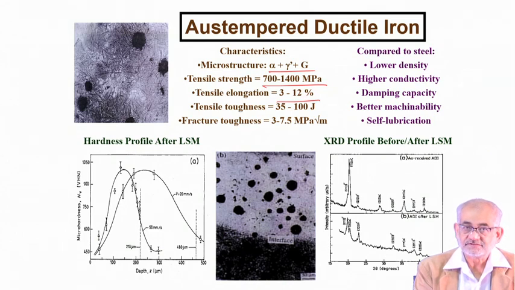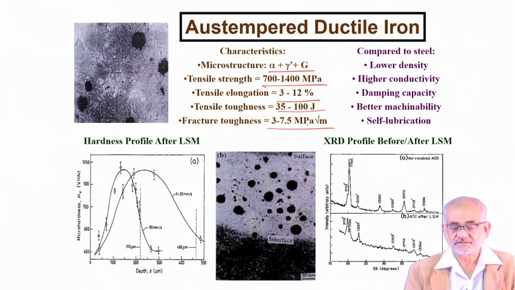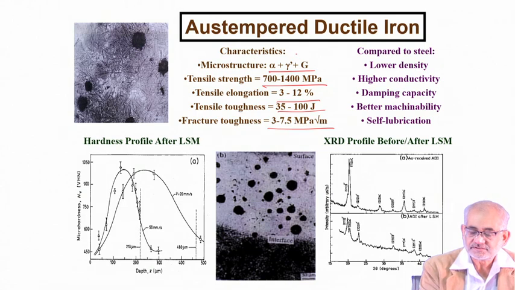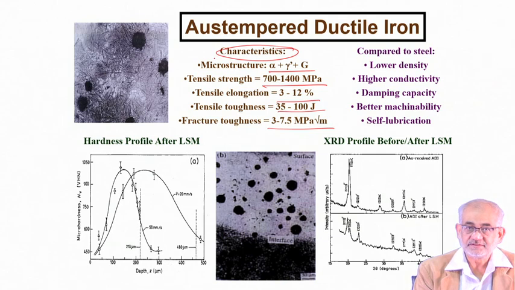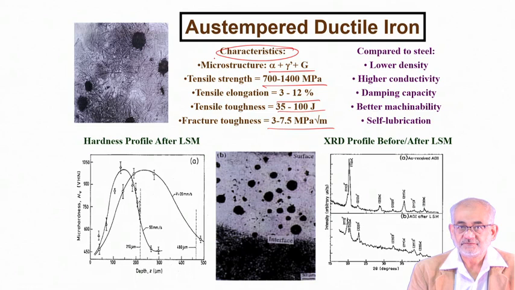Now, normally cast iron will have just 1 or 2%, maybe less than 3% ductility, but here we are talking about a tensile ductility as high as 10% or so, and that's possible because of this bainitic microstructure. In addition, we have both high tensile toughness and higher fracture toughness. All these characteristics of austempered ductile iron, or ferritic graphitic iron with bainitic microstructure, make it a very important material for various products, including engine blocks and various cast products.